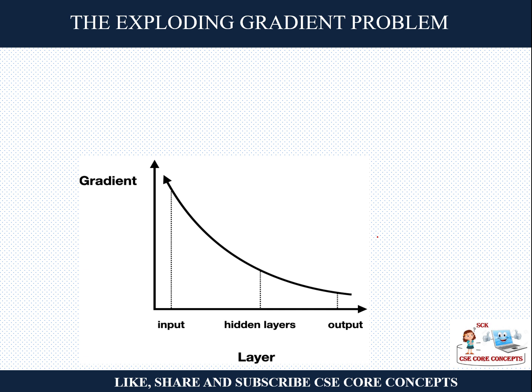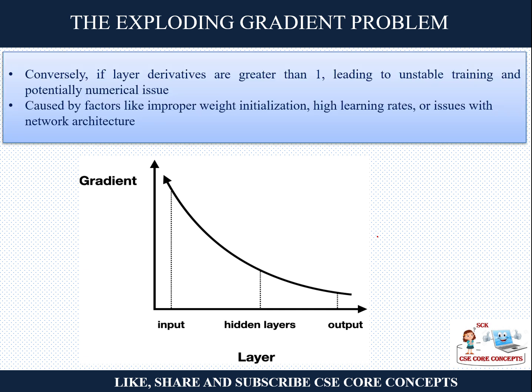And another problem is the exploding gradient problem. If the derivatives are greater than 1, it leads to unstable training and potentially numerical issues, because the derivative comes out greater. Now, why does such a problem arise? It is caused by factors such as improper weight initialization. Initially, you have set a very high weightage. Or let's say the learning rate is too high. You are giving a very high learning rate, so at each step you go by so many units. Or very high rates, or issues with the network architecture.